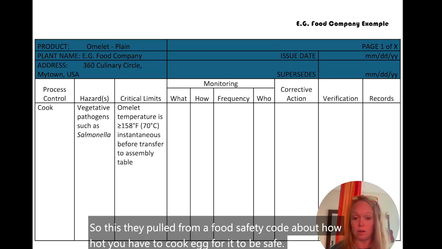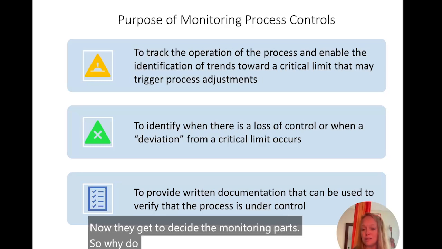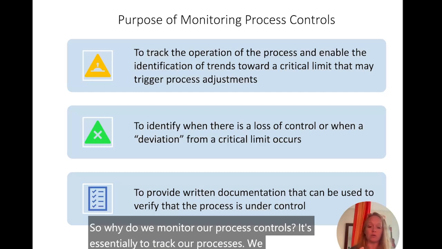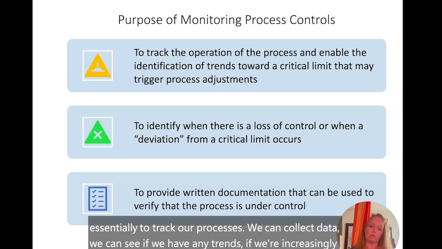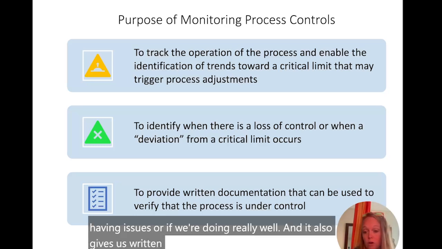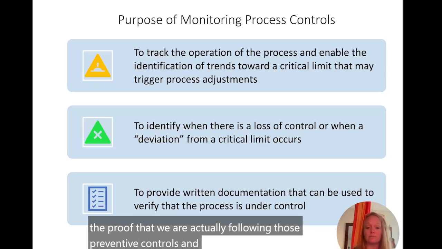Now they get to decide the monitoring parts. So why do we monitor our process controls? It's essentially to track our processes. We can collect data. We can see if we have any trends, if we're increasingly having issues, or if we're doing really well. And it also gives us written documentation. So those records are the proof that we are actually following those preventive controls and that we're maintaining safety.